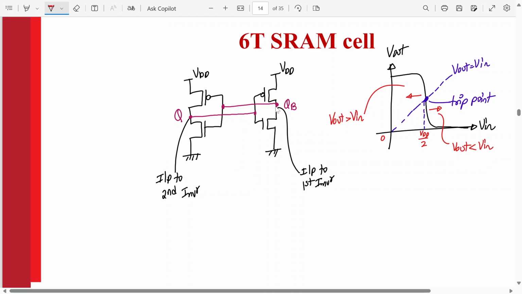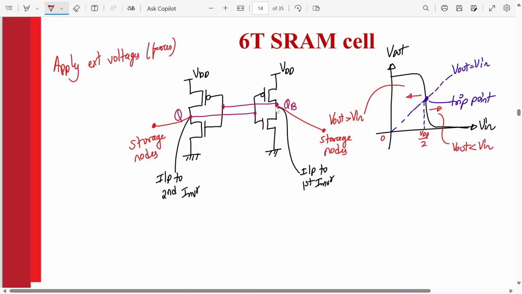Hello. So these are storage nodes, right? These two are storage nodes. They are storing the data. But externally, how do we read the data and how do we write the data? We need to apply an external voltage, or we need to force at the storage nodes.